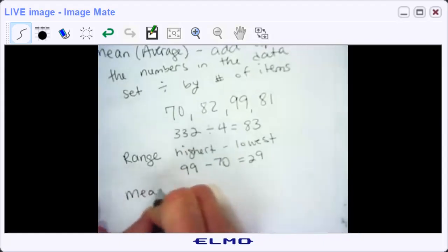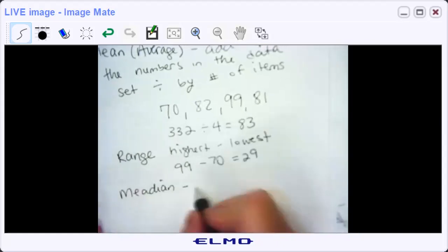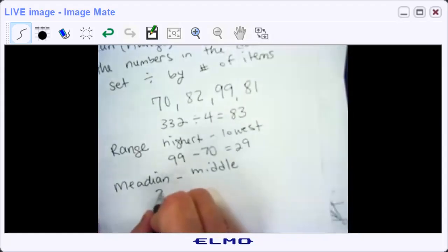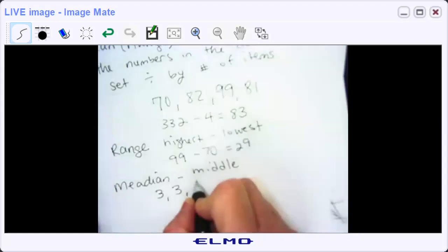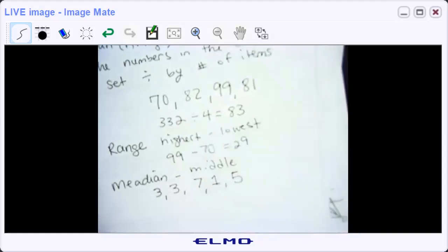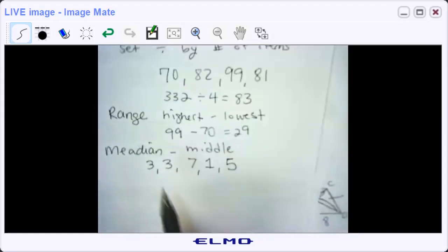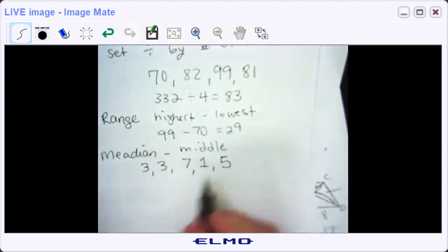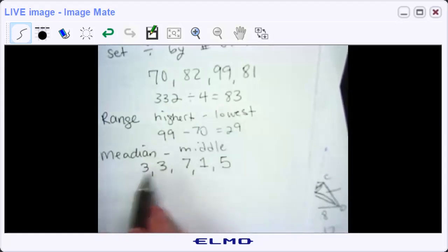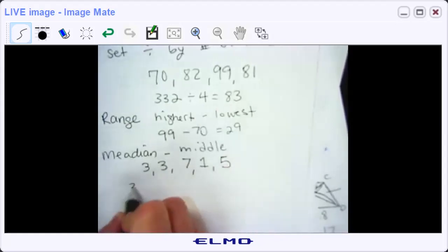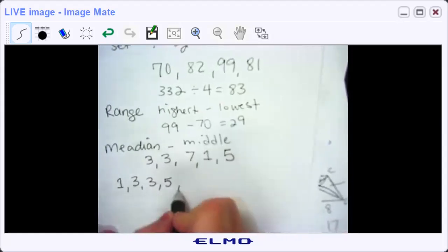Okay, let's take median. So median, kind of as the word sounds, it means the middle. Let's do a different set of numbers for this one. Let's take 3, 3, 7, 1, and 5. So if I want the middle of this set of data, I have to be sure that the numbers are in order from lowest to highest, and they're not. So we're going to put them in order. And I always tell my students to count 1, 2, 3, 4, 5 to make sure when you rewrite, you don't miss any or cross them off as you write them, especially if it's a large set of data. Oh, I missed the 1 already. So 1, 3, 3, 5, 7.